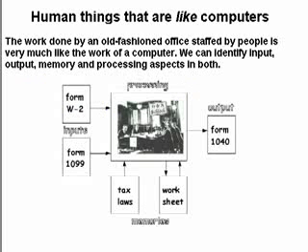Human things that are like computers. The work done by an old-fashioned office staffed by people is very much like the work of a computer. We can identify input, output, memory, and processing aspects in both. In this example, we look at the system built around a tax preparation company. In the middle, you see the office staffed with clerks, which does the processing. As input, it takes W-2 and 1099 forms from its clients. Each time another client comes, it gets a different set of inputs.